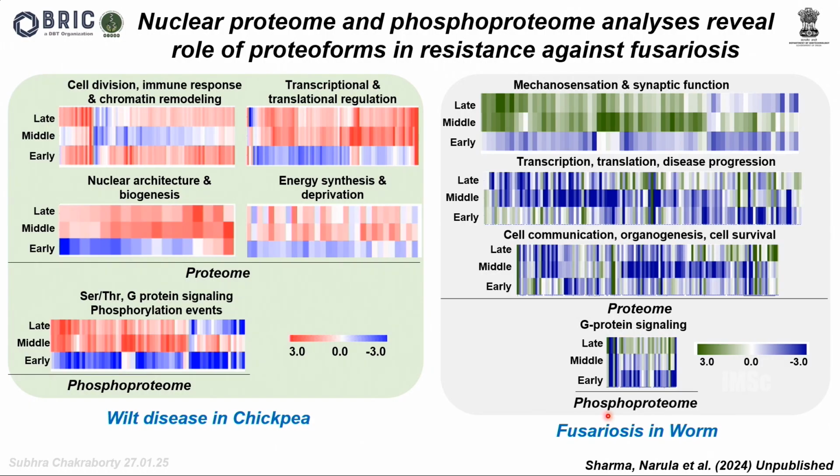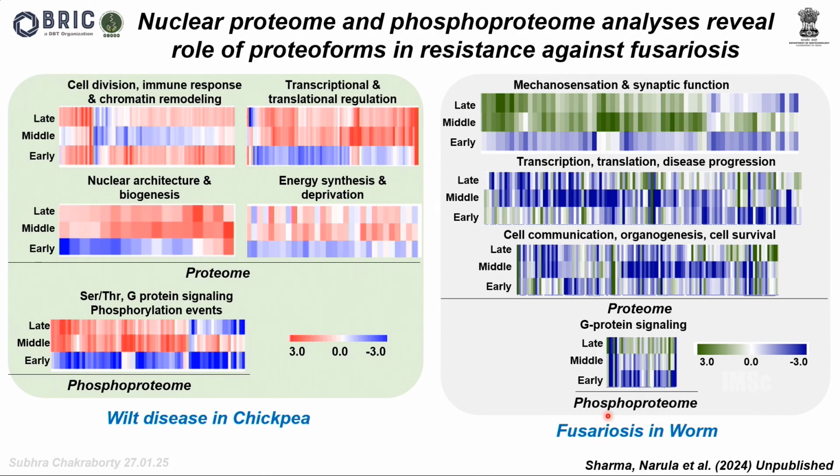I do not have the acetylation data ready, students are working on it. I will be showing you the data on phosphorylation, and the ultimate thing is the metabolome, and therefore we study the metabolome. So, in this slide I am showing you our data on the proteome and the phosphoproteome in chickpea as well as in the worm.